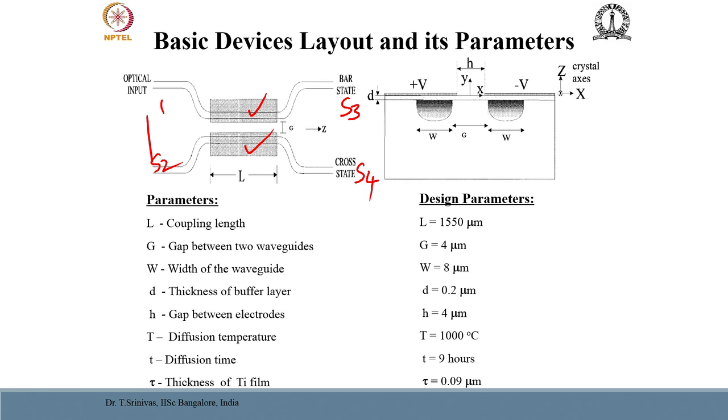So, I am showing you a few parameters of fabricating this device. Typically, the lengths are of the order of a few millimeters, and the waveguide widths are of the order of a few microns, and the spacing also of the order of a few microns, 4 microns typically. And we process this by diffusing titanium into the lithium niobate at 1000 degrees centigrade for about 9 hours. So, typical thickness of the titanium film is also of the order of a few angstroms. So, this is another example of an integrated optical device.